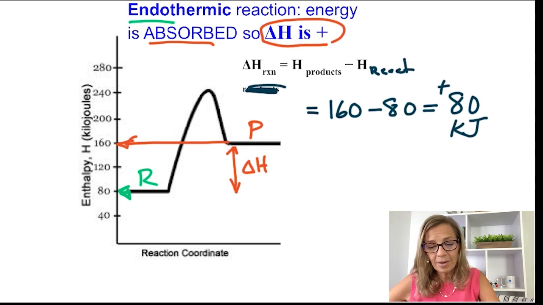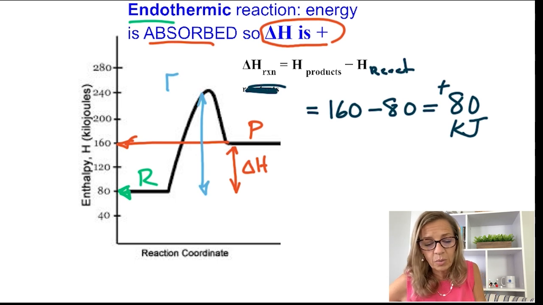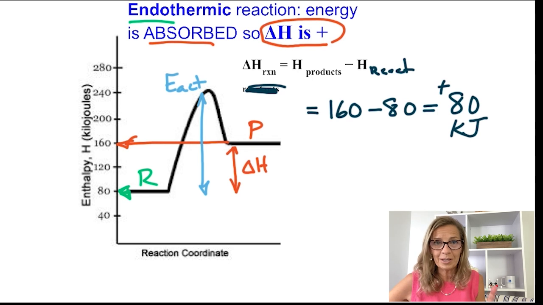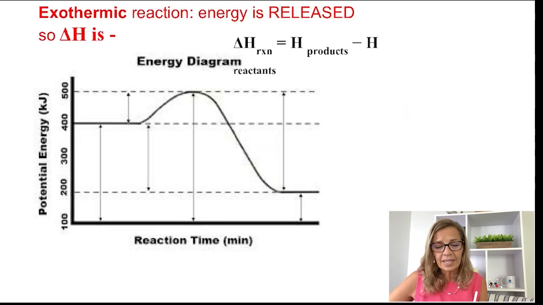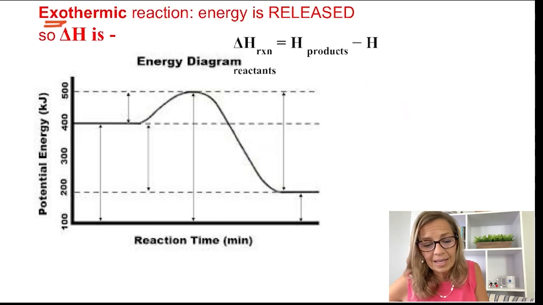Now, one thing I'll mention real quick is this big bump right here. This amount of energy is what we call activation energy, and that will be important in the future. So it takes a lot of energy to get this thing going, and then we get a little bit of that back. Now let's go on to exothermic reactions. What do you think exo means? It means out. The heat is going to go out.